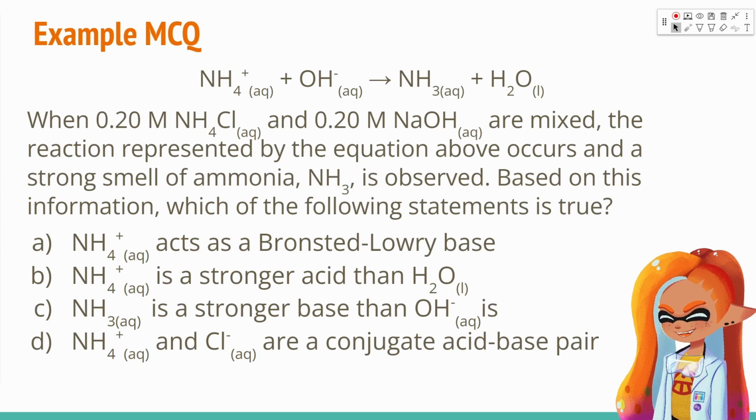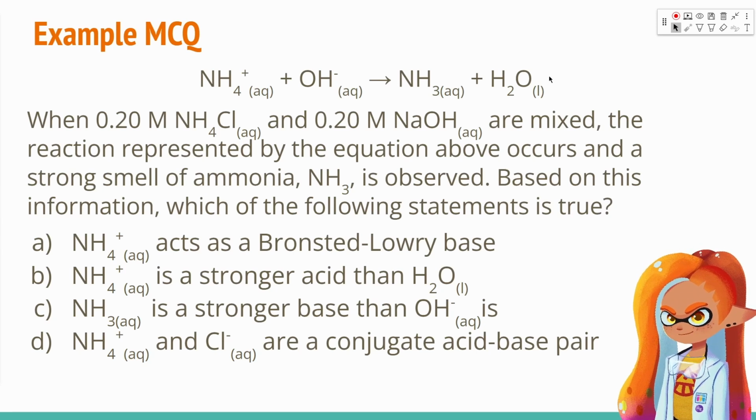Okay, so let's start with the first one. So the ammonium acting as a base. So let's look at this equation. We see NH4 here, and then we see that it's donating an H. So it can't be a base. So it can't be A. So automatically can't be A. Now for, let's see, I'm going to skip B and C because those ones are a little harder. Let's go to D. So D, we have ammonium and chloride are a conjugate acid-base pair. Straight up no.